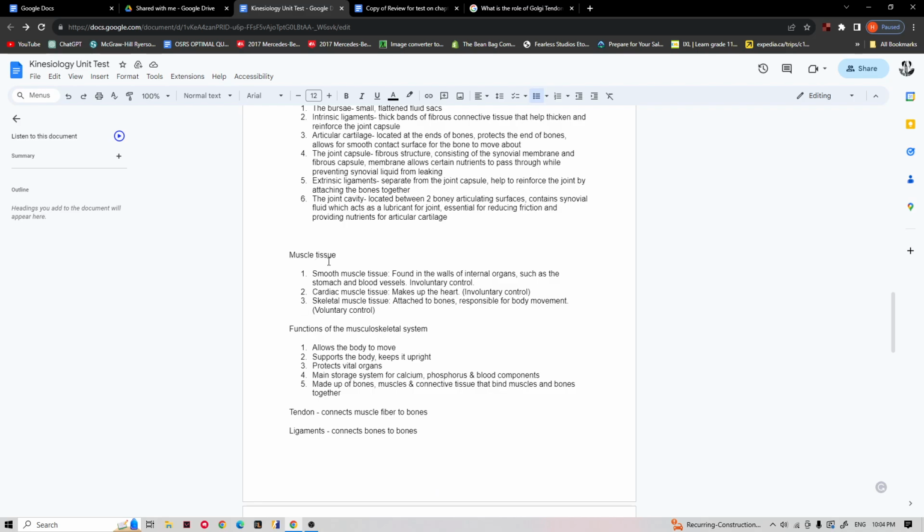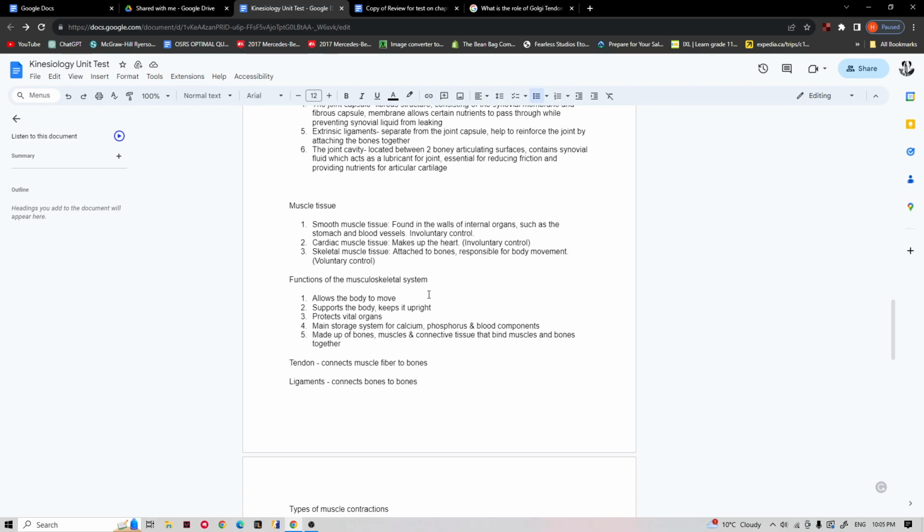Next on, muscle tissue. Number 1, smooth muscle tissue, found in the walls of internal organs such as the stomach and blood vessels. Involuntary control. Number 2, cardiac muscle tissue, makes up the heart, involuntary control. Number 3, skeletal muscle tissue, attached to bones, responsible for body movement, voluntary control.